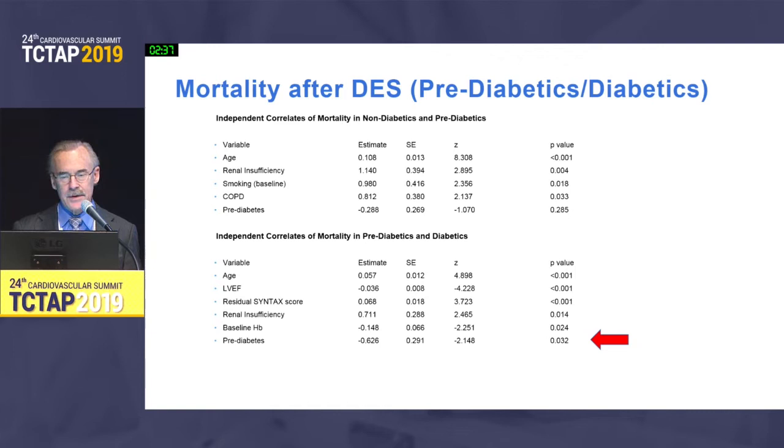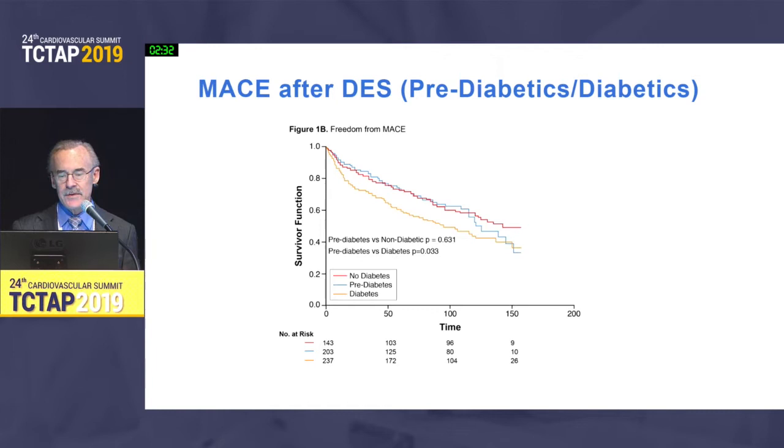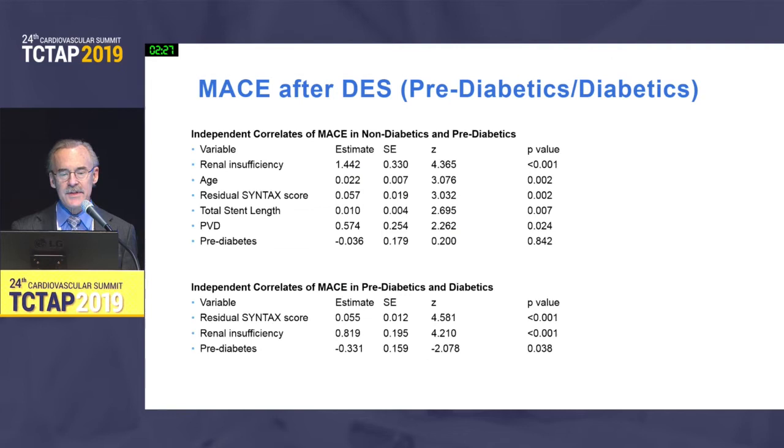Here are the data for MACE. The curves look somewhat similar. Again, diabetics doing worse, the other two curves overlapping. If you do a similar analysis, looking at the differences between non-diabetics and pre-diabetics on top, there is no difference. If you look at differences between pre-diabetics and diabetics on the bottom, this remains statistically significant after correction for other cofactors.